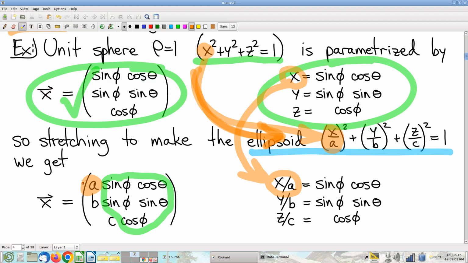Okay. So take your pick on how you want to think about that. You can think about it as a substitution, or you can think about it as a stretching, suit yourself. These are equivalent, of course. I mean, the equation.